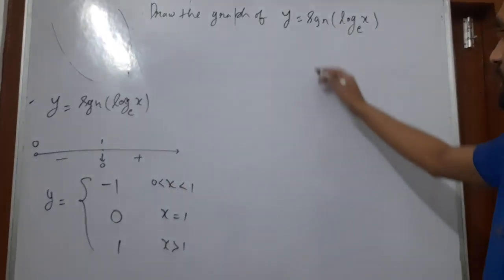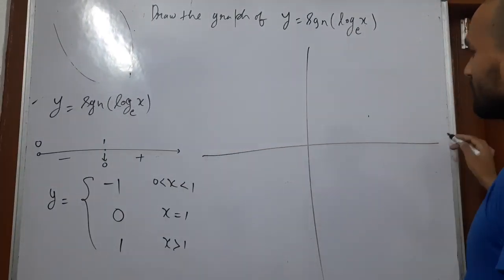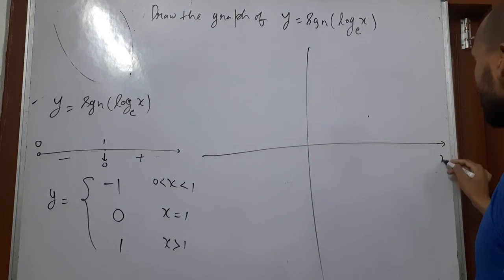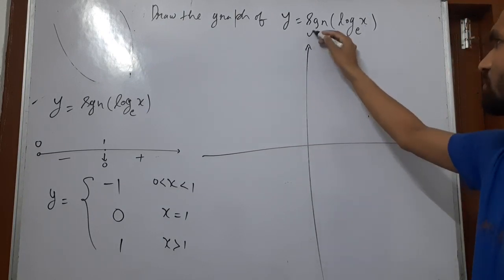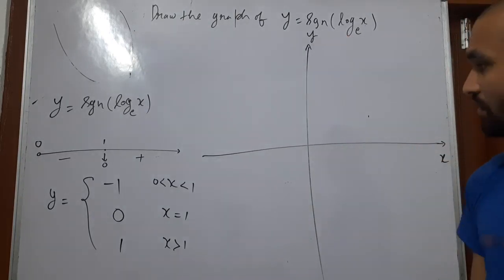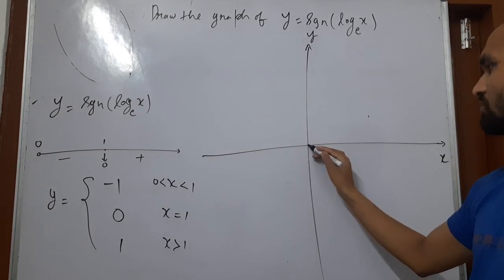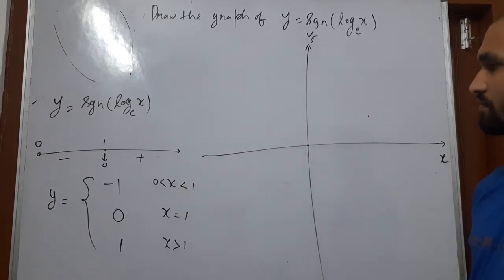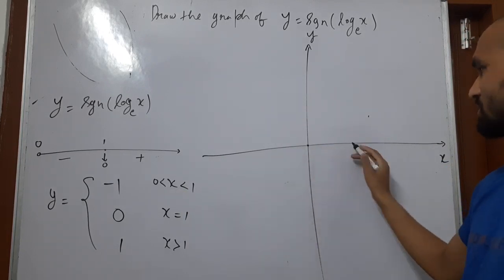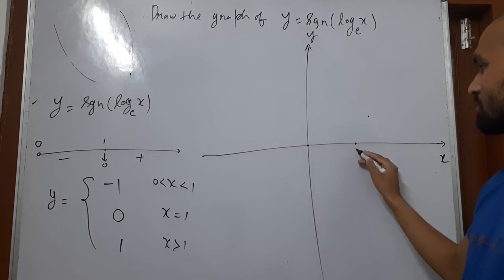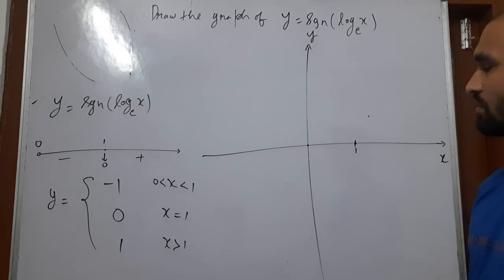Now we should draw it on the graph, the xy plane. This is x and this is y. Now we should take values that are greater than 0 and less than 1. Here is 0, somewhere here, and here is 1, and after that we should get values greater than 1.